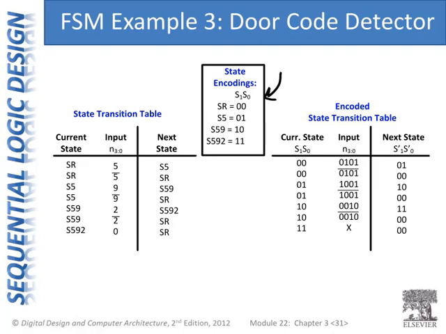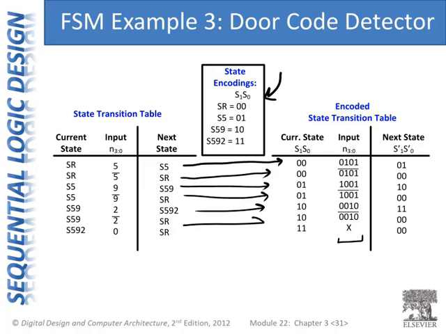Okay, so for 4 states we need 2 bits, and we choose this encoding. SR is 00, S5 is 01, S59 is 10, and S592 is 11. And then we encode our unencoded state transition table just by replacing those state bits. And I'm writing out my N3:0 in binary now. Okay, so just as before, we have that one-to-one correlation between the unencoded and encoded state transition table.